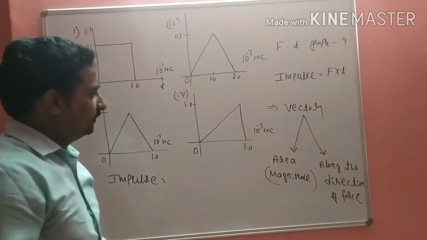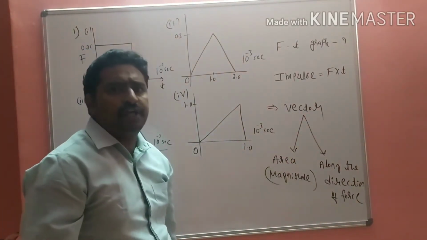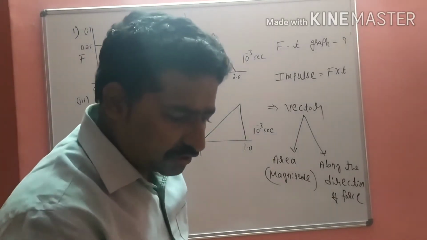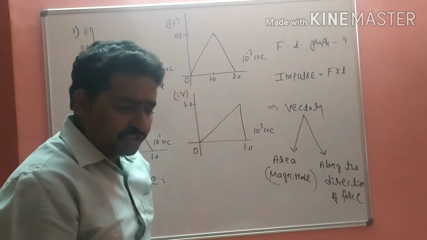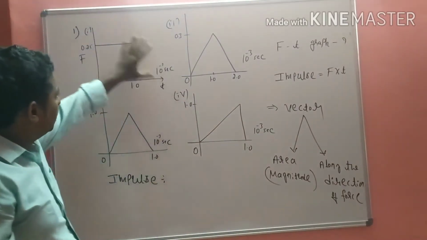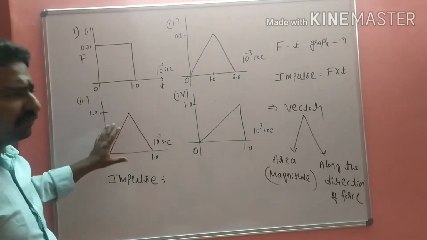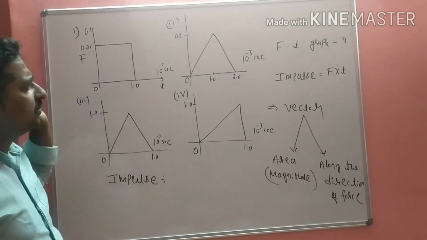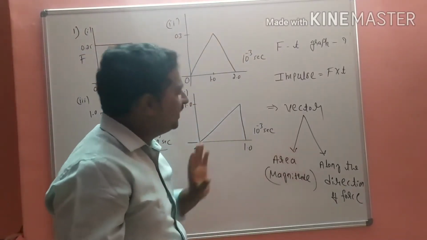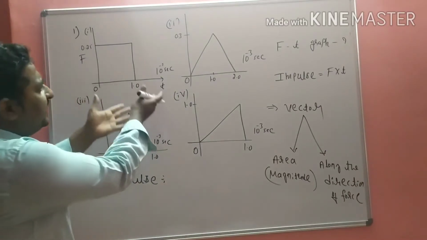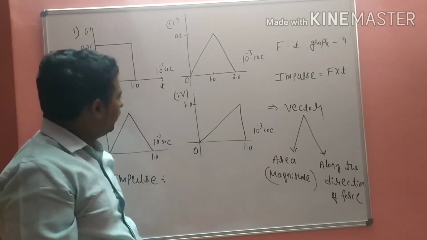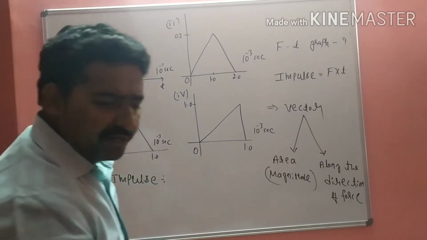In the question, it is asked in which situation the impulse is highest. On this graph, which has the highest impulsive force? The magnitude of the impulse is found using the area, so whichever area is higher has the higher impulsive force. You have to calculate the area one by one.